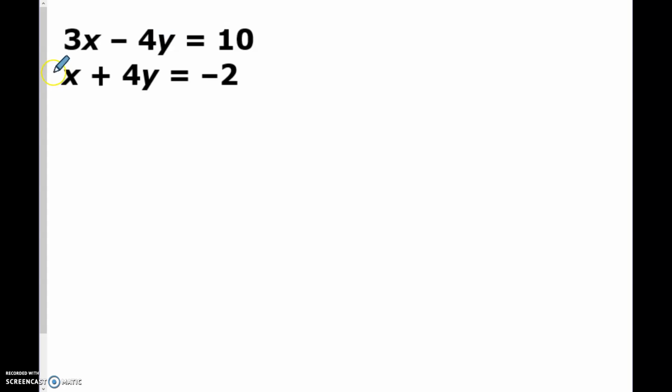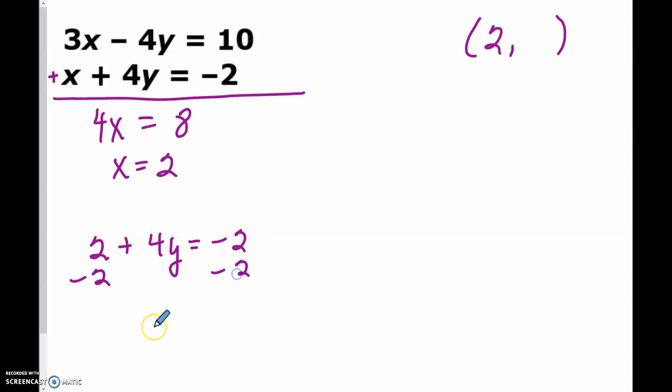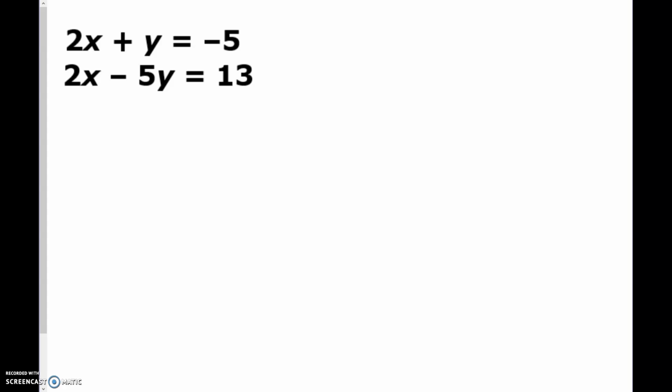All right, so when we add these up, we get 4x. Notice those y's are going to cancel out, and we have 8, so it looks like x is 2. So my ordered pair, I'm going to have 2 comma something. I'm just going to plug it into that bottom equation. So I have 2 plus 4y equals -2. So when I subtract 2 from both sides, I get 4y equals -4. Divide by 4, so it looks like y is going to be -1. All right, so sometimes when we line things up, they're not exactly the same.